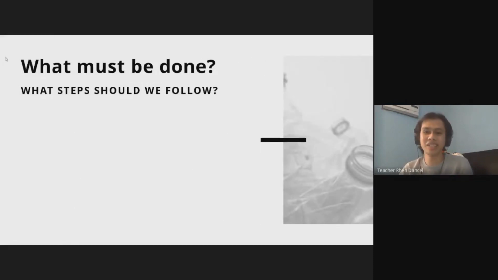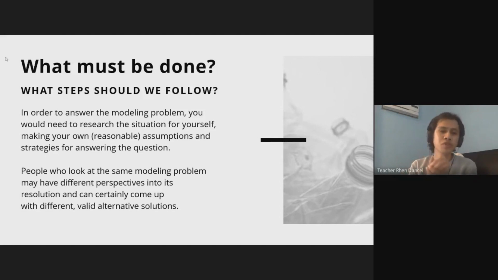So, what must be done? What steps should we follow? What are the things that we should remember when we're creating a mathematical model? Well, in order for us to answer the modeling problem, we need to do research. That's number one, research. Number two, we need to make our own assumptions. There are times when data are not available, and when they are not available, we create our own reasonable assumptions.